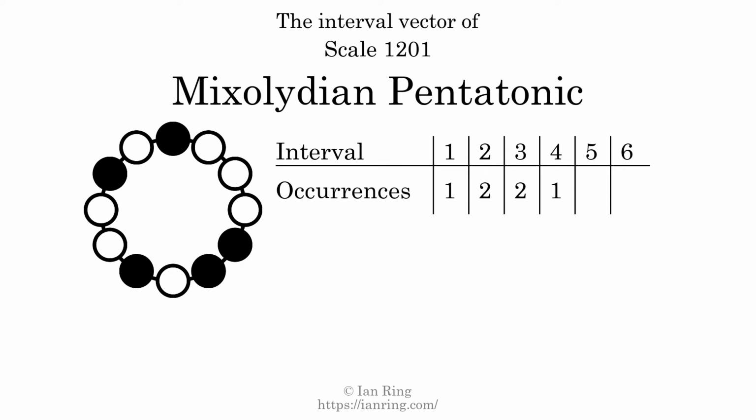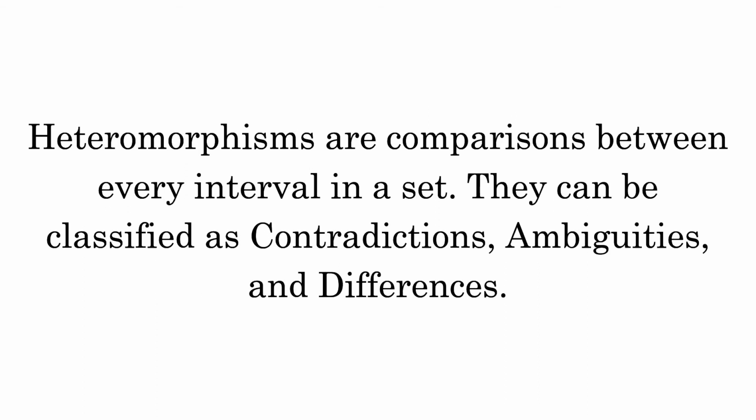There is one interval with a size of 4 semitones. It is here. There are 3 intervals with a size of 5 semitones. They are here, here, and here. There is one interval with a size of 6 semitones. It is here. Each interval does not appear in this scale a unique number of times, so this is not a deep scale.